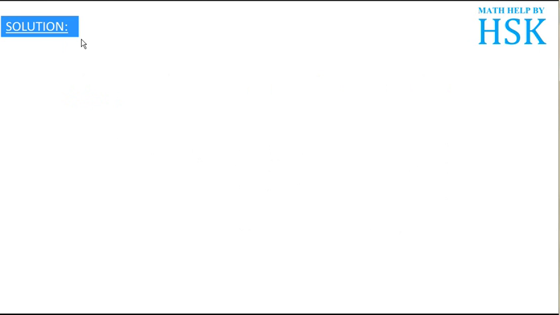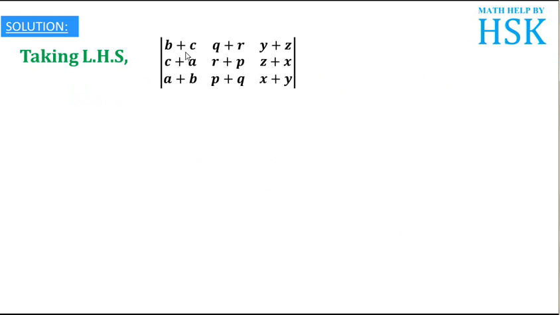Now to solve this question, first of all, I take the left hand side. In the left hand side, I have been given this determinant b plus c, q plus r, y plus z, c plus a, r plus p, z plus x, a plus b, p plus q, x plus y, and we have to prove that this is equal to twice apx, bqy, crz.